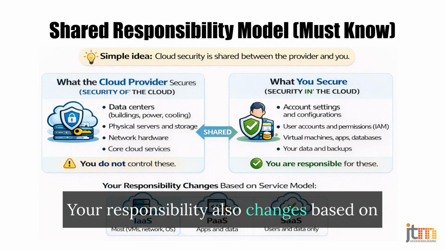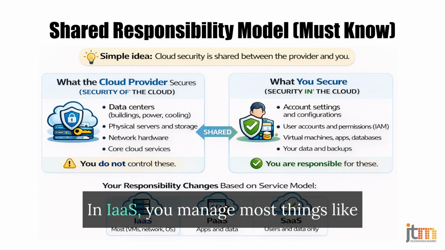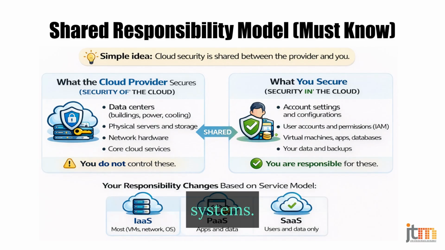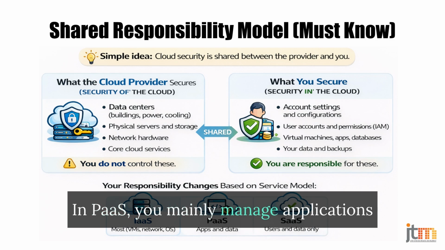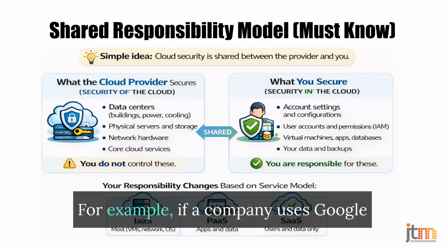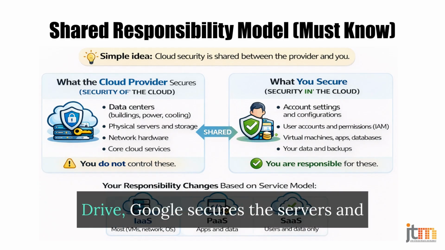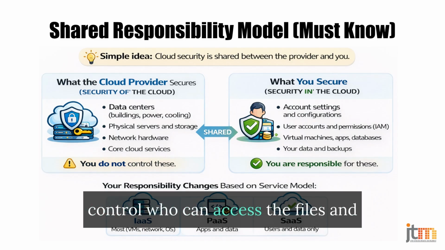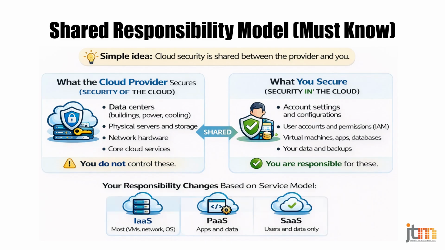Your responsibility also changes based on the service model. In IaaS, you manage most things like virtual machines, network, and operating systems. In PaaS, you mainly manage applications and data. In SaaS, you mostly manage users and data only. For example, if a company uses Google Drive, Google secures the servers and infrastructure, but the company must control who can access the files and how the data is shared.